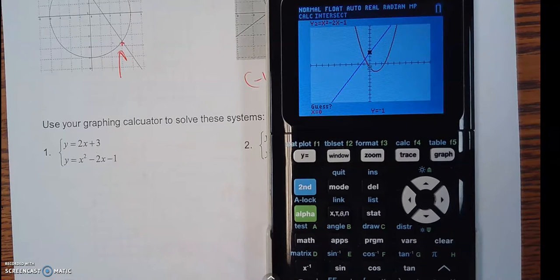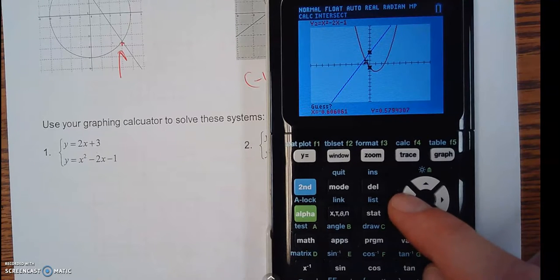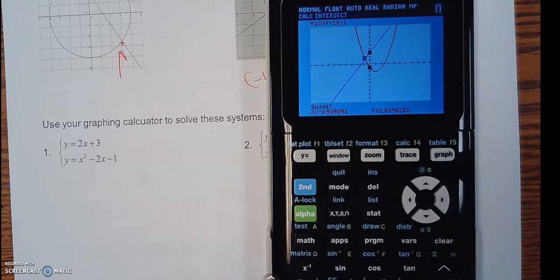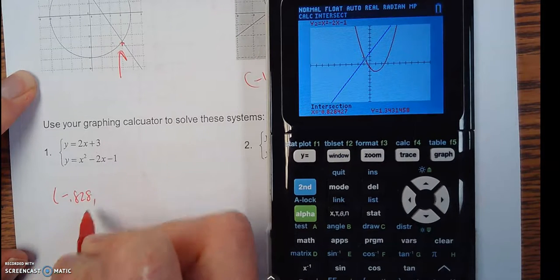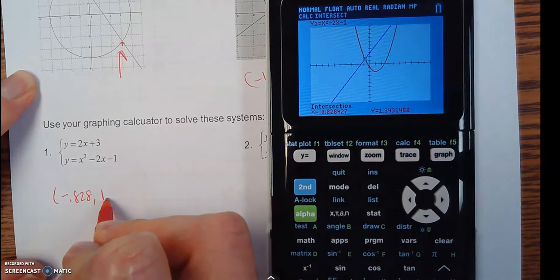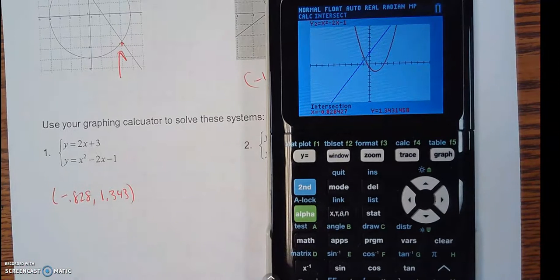And it seems silly, but it's asking for a guess. The reason it's asking for a guess is because it can only give you one answer at a time. And on this one, there's 2 answers. So get the cursor closer to the answer you want. I'm going to find this one first. I'm going to get kind of close, hit enter. And if you notice, there's my x value, there's my y value. So negative 0.828 and 1.343.